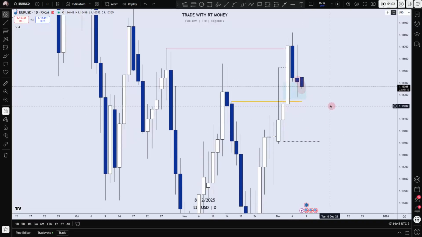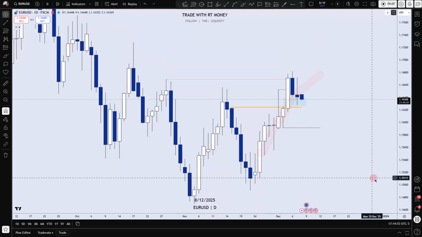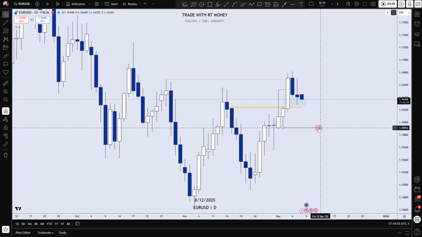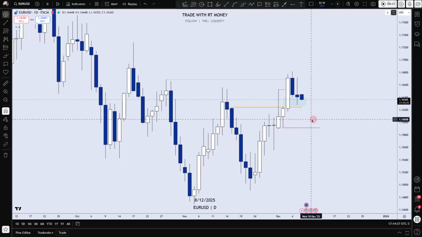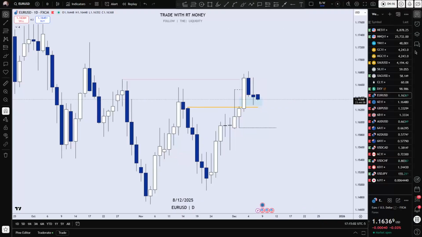Now, what am I looking for? I'm looking for this bullishness to continue. I'm thinking that the Euro USD is taking advantage of a weakened US dollar, and that US dollar could find itself getting even weaker come Wednesday for FOMC.